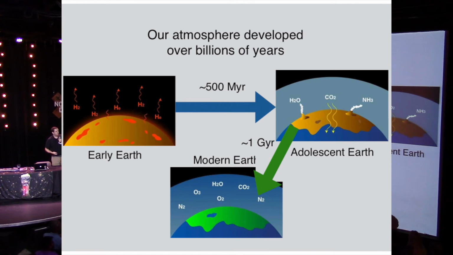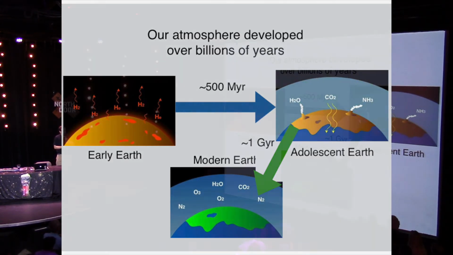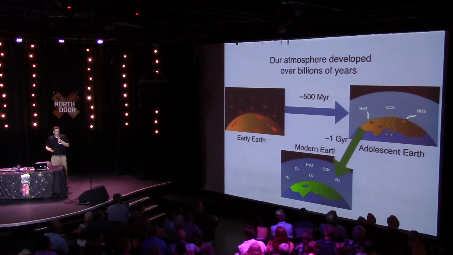And so while some groups are looking for this modern Earth, this O2 planet, what I think is similarly important is finding young analogs of Earth to see what their atmospheres look like. Is what we think about an early Earth right? Or is what we think about an adolescent Earth right? Does it turn out that these planets look very different than we think ours did?